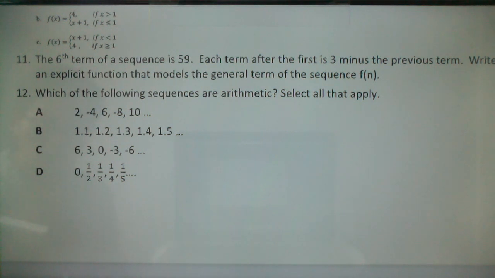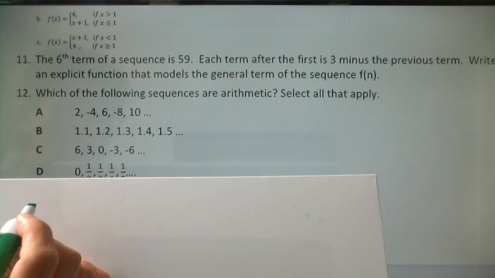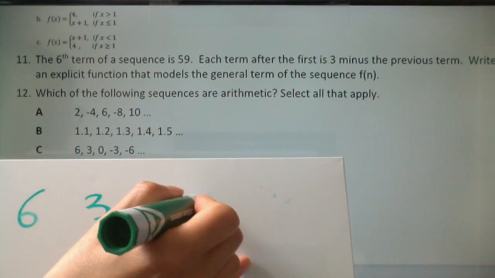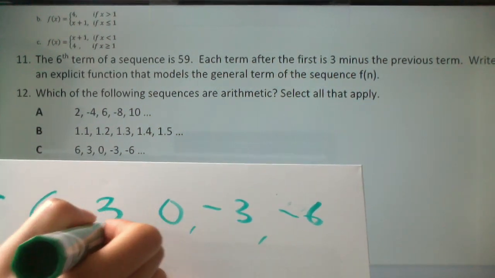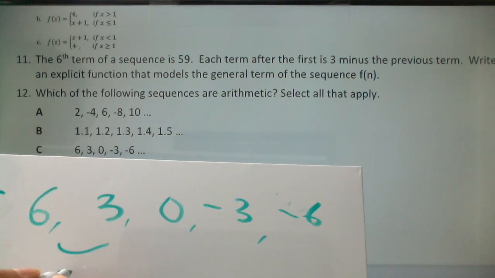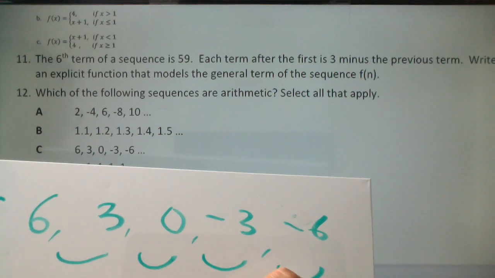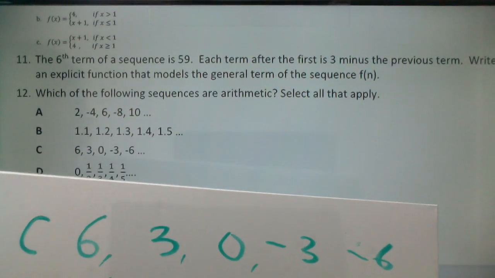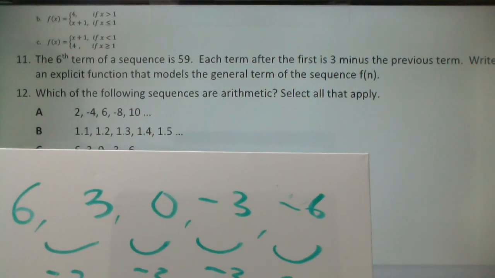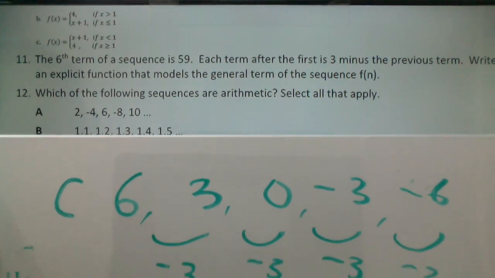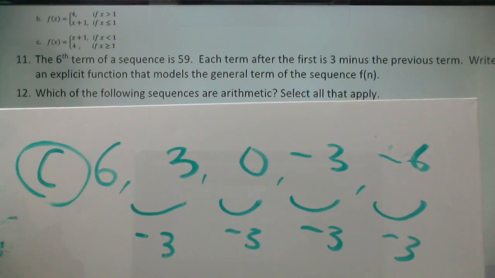And let's look at the C. 6, 3, 0, -3, -6. Each time I'll add -3. Does it work? Yes, I think so. It works. So C is arithmetic.